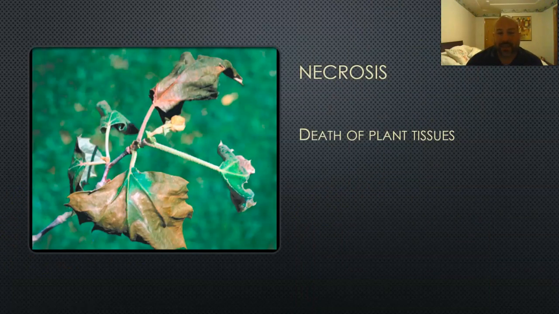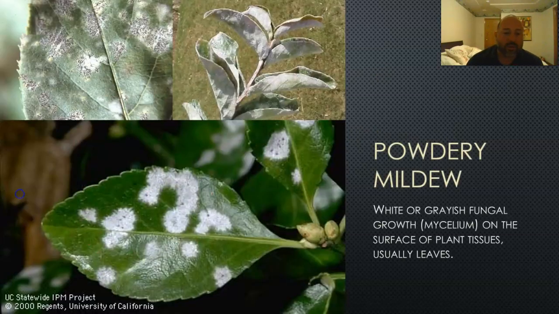Necrosis is just the death of plant tissue. So if we see these leaves wilting and curling and then ultimately dying, the dying part is necrosis. Powdery mildew, so white or grayish fungal growth, which is actually mycelium, on the surface of plant tissues, usually the leaves. And you can see some really good examples of the powdery mildew.